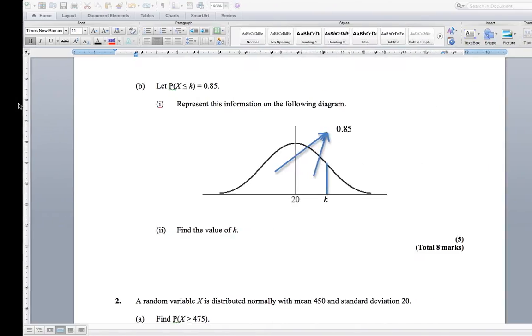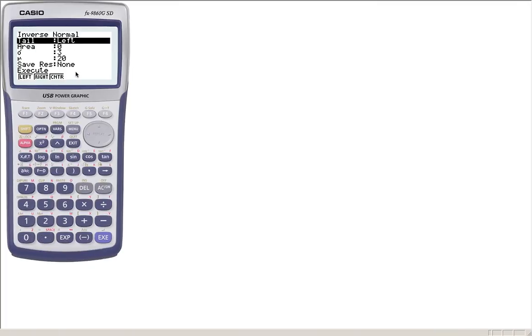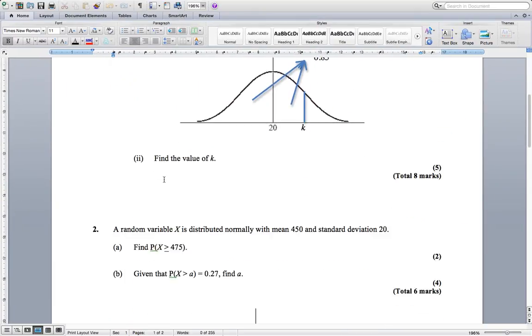Now here we know this area, 0.85, and this is what I'm going to enter in the calculator. So hence this is the tail. So the tail is on the left hand side. That is fine. Area is 0.85. Execute. Sigma is 3 and mu is 20. That is fine. So press execute. The value of k is nothing but 23.1. Let us look at the next problem now.